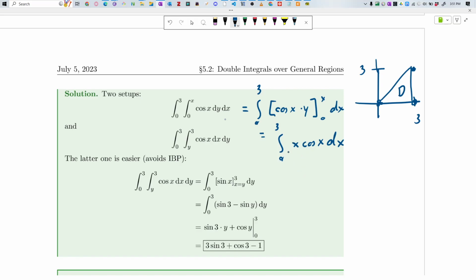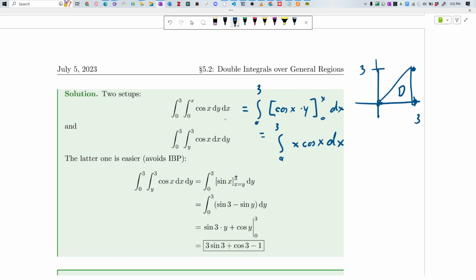And so it's certainly something doable because you learned integration by parts in Calc 2, but it's a few steps, right? Instead, if you were to use the other integration order, it avoids integration by parts. So integrating in this order, if we integrate with respect to x, we get the integral of cosine of x is sine of x. You evaluate x equals y to x equals 3.